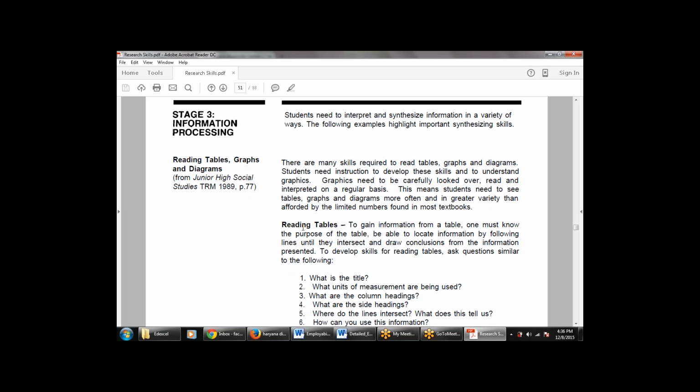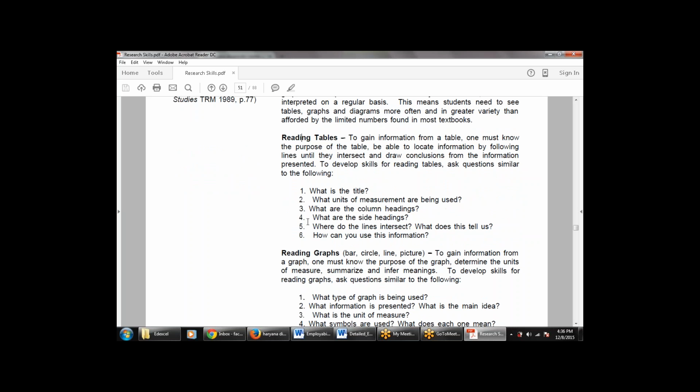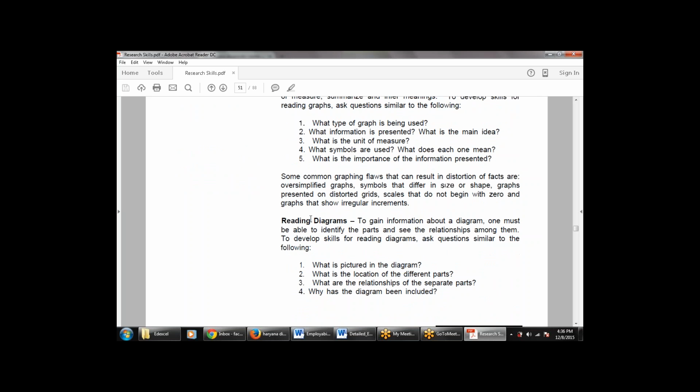The first part is reading the table. What is the table? How are we creating the table? What is the main title of the table? What are the column headings and side headings? That is reading the table. Then next is the graph, which includes the bar, circle, line, and picture graph. Then diagrams. What is pictured in the diagram? What is the location of the different parts? What are the relationships of the separate parts? What is included in the diagram?